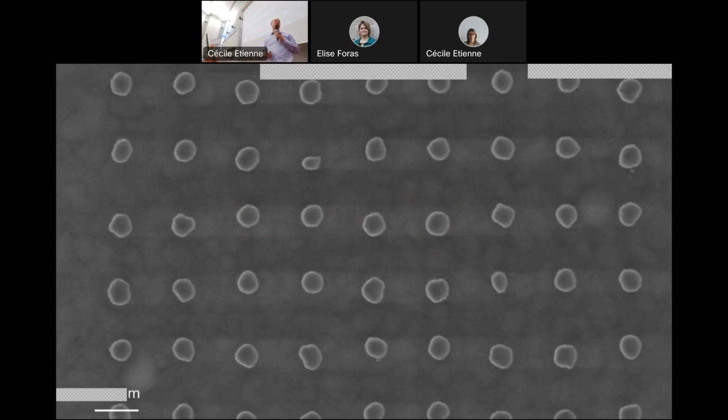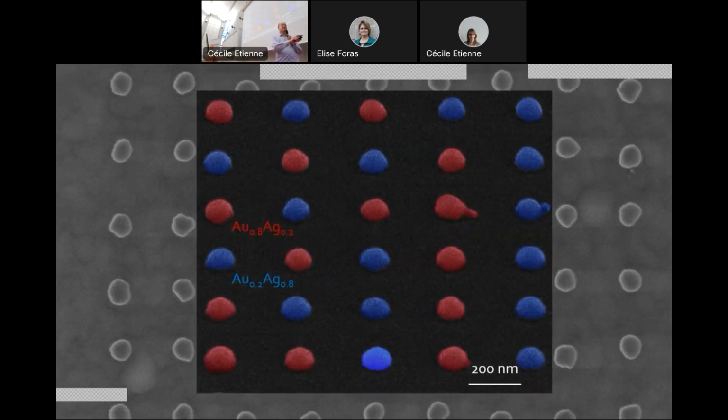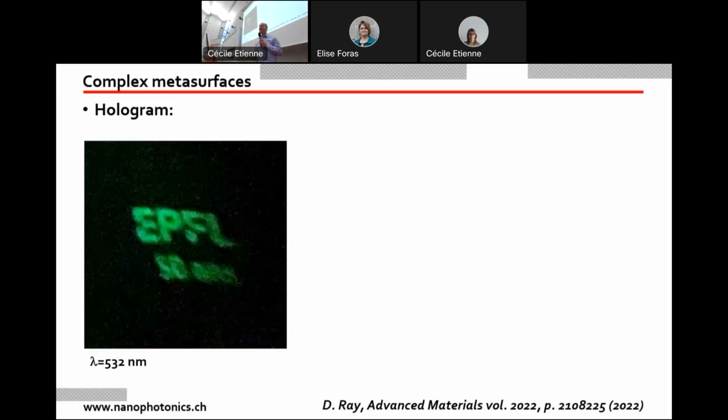It's true. There is probably 20 nanometer differences, but you must remember that there are different materials. Some are 80% gold, 20% silver, and others are the opposite, 20% gold, 80% silver. So they have been done in two successive E-beam steps, one after the other. And if you use them, you can make holograms.